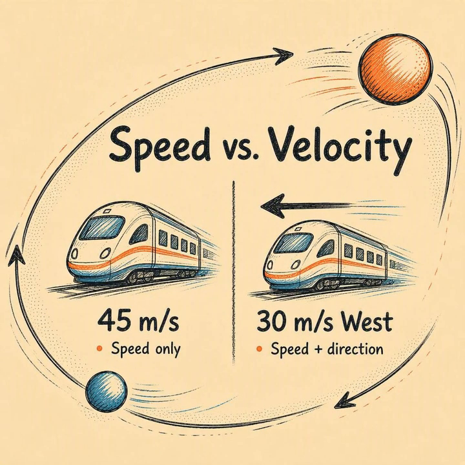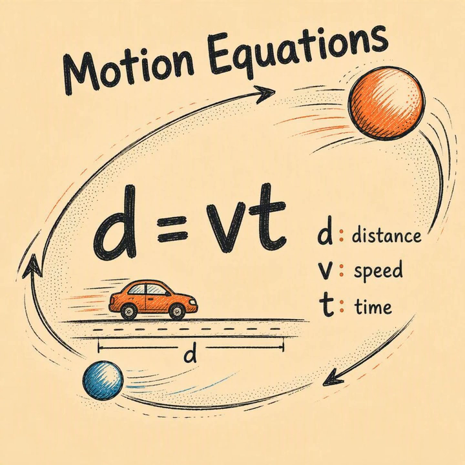Next, speed tells us how fast an object moves, while velocity tells us how fast and in which direction. A train moving at 45 meters per second describes speed. A train moving at 30 meters per second west describes velocity. Velocity can be positive or negative. Speed is always positive.